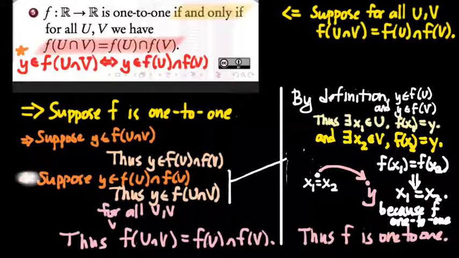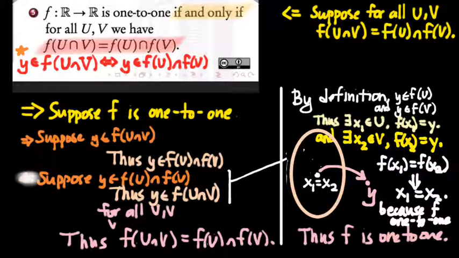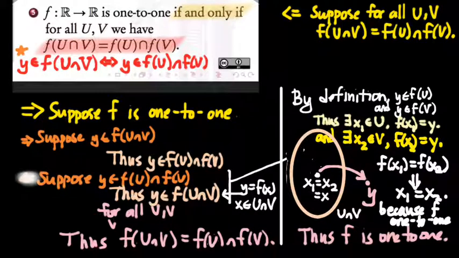But what set does x1 and x2 belong to? How do we know it belongs to the intersection? Yeah, because x1 belonged to u, x2 belonged to v, but if they're both the same point, so if we call them both x, let's say, then that point x belongs to u intersect v. And therefore, by definition, y equals f of x, and x belongs to the intersection. Therefore, by definition, y belongs to f of the intersection.